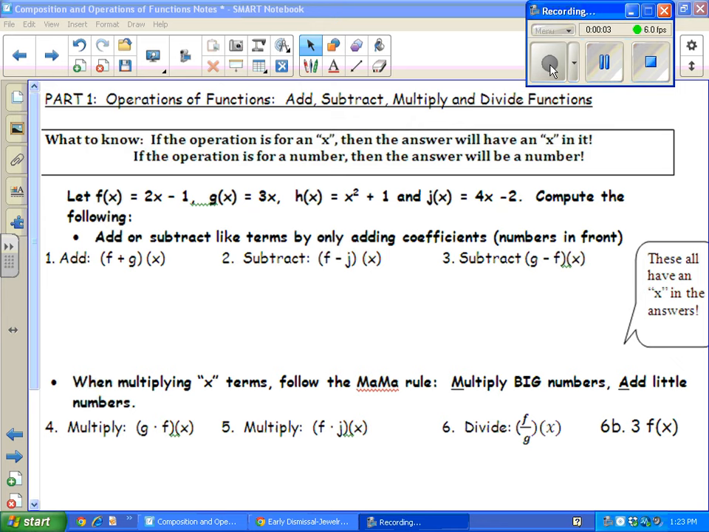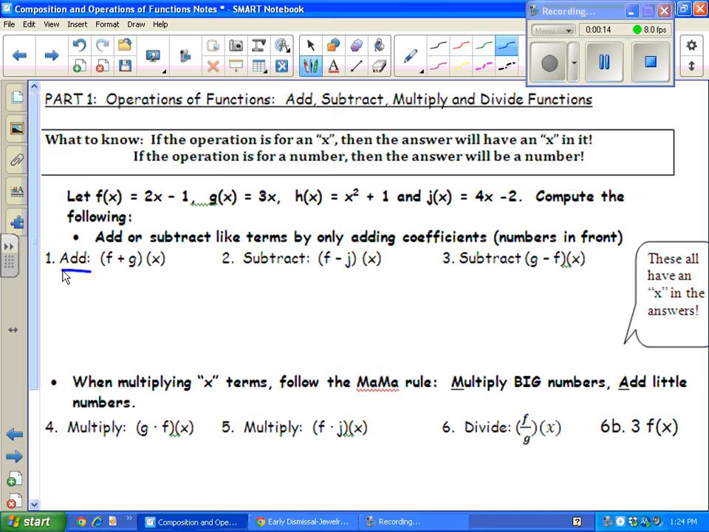Today we're going to be doing a lesson on operations of functions. We're going to add, subtract, multiply, and divide functions. As we start looking at number 1, the first thing we see is that it says add. Adding functions is not new. We've done it before, but adding and using this kind of notation is new.